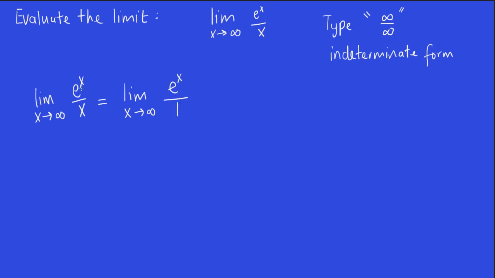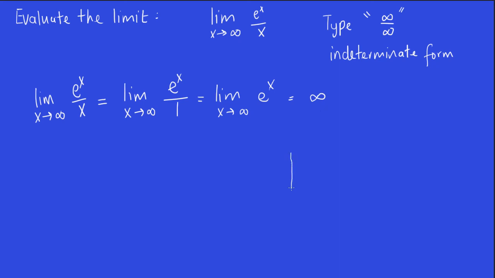Again, L'Hopital's rule here has nothing to do with the quotient rule, right? This is a quotient, but we don't use the quotient rule for derivatives here. We just do the derivative of the numerator and the derivative of the denominator separately. Now, this over 1 is not really doing anything, so we just have the limit as x goes to infinity of e to the x. And e raised to large positive numbers, that's a very large positive number, so the answer is infinity.